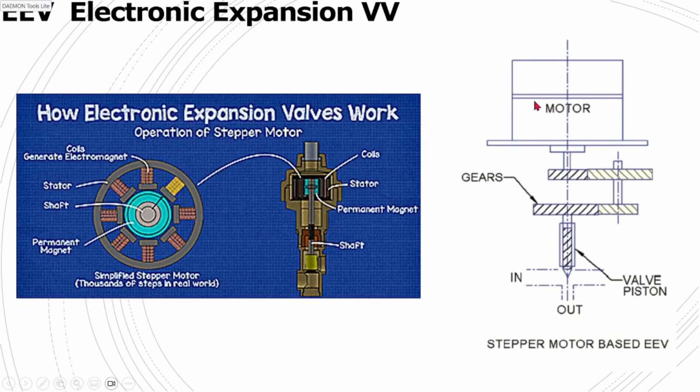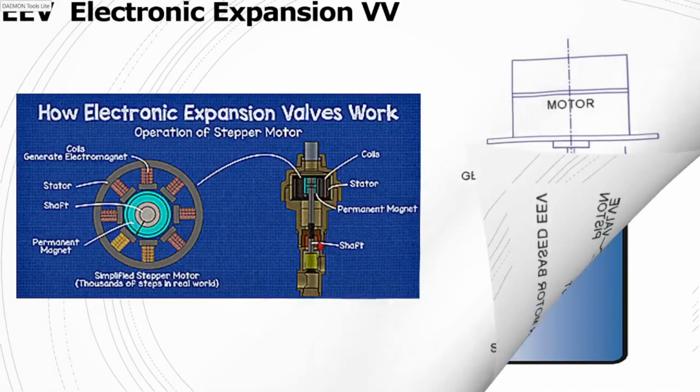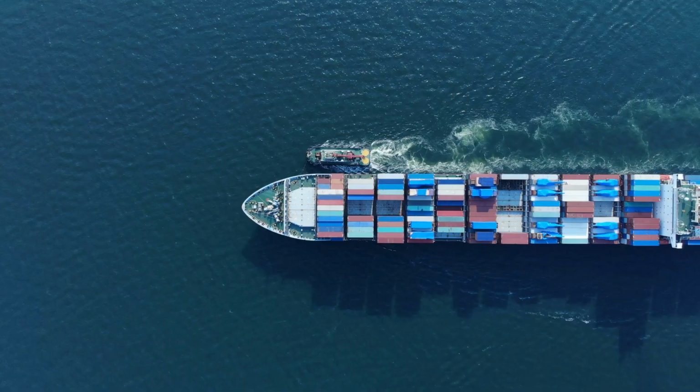This motor rotates, and it consists of a gear mechanism and a spindle where you have the needle valve. The spindle moves up and down, and the needle starts to move up and down. It looks like this. If this spindle starts to spin, there is a nut and thread alignment, so the valve will start to move up and down. This is how it works.